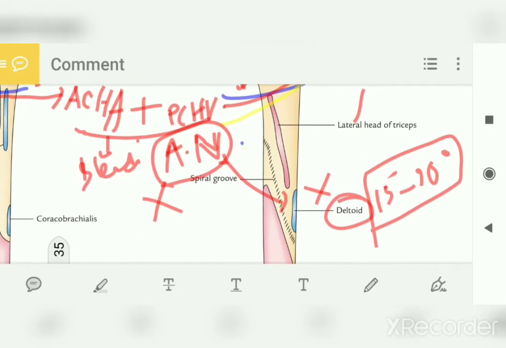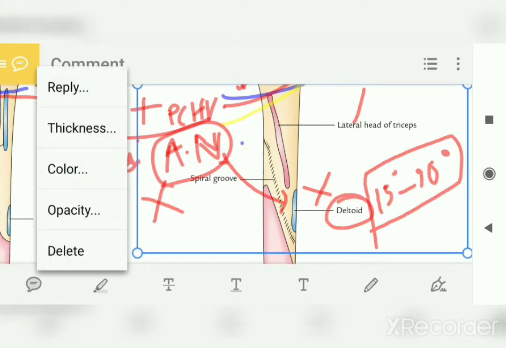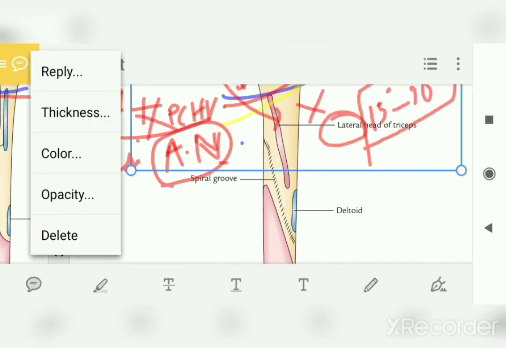this nerve supplies the deltoid muscle. So if the nerve is injured, the deltoid muscle will be paralyzed, and the function of the deltoid will be lost. The function of the deltoid was abduction of the shoulder joint from 15 degrees to 90 degrees. So in axillary nerve injury, there will be no abduction of the arm in this range, that means between 15 degrees and 90 degrees. Okay, this is the clinical significance.